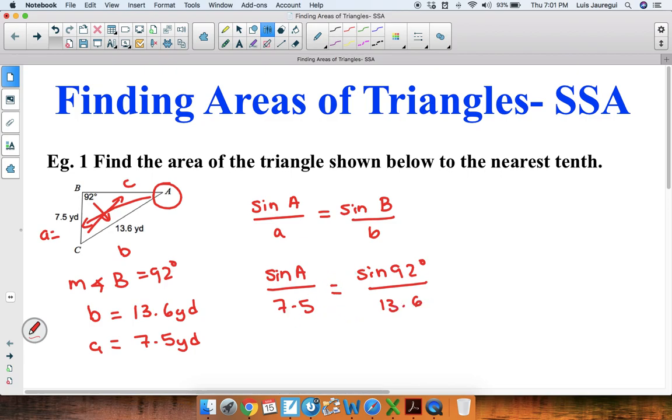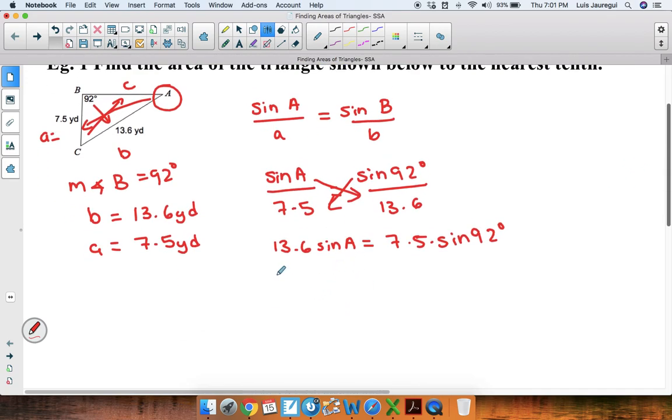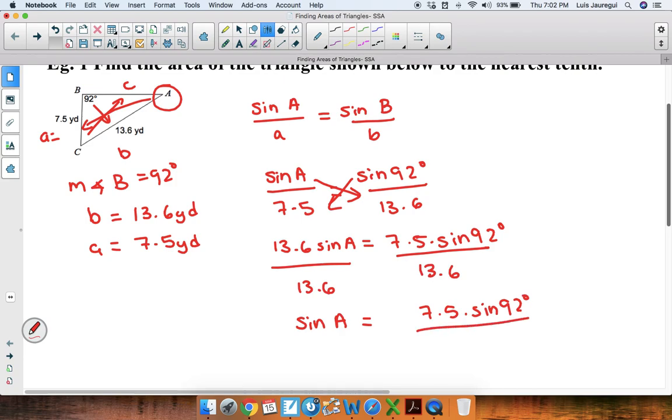Now what we're going to do is cross multiply. So we get that 13.6 sine of A is equal to 7.5 times sine of 92 degrees. Now we need to get the A by itself, so let's get rid of this 13.6 by dividing both sides of the equation by that. So we get that sine of A is equal to 7.5 times sine of 92 degrees divided by 13.6.